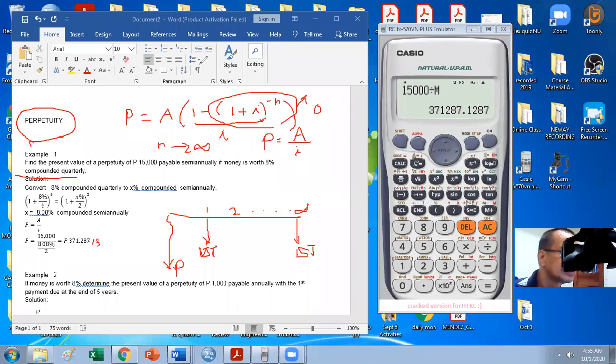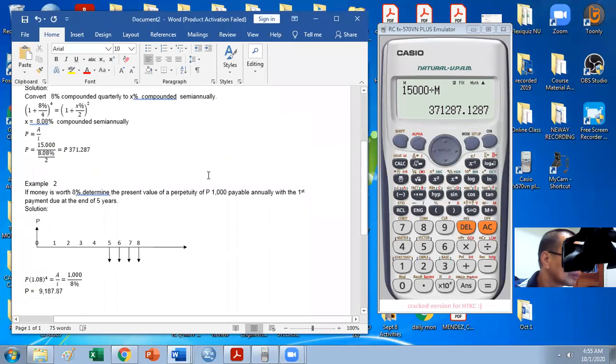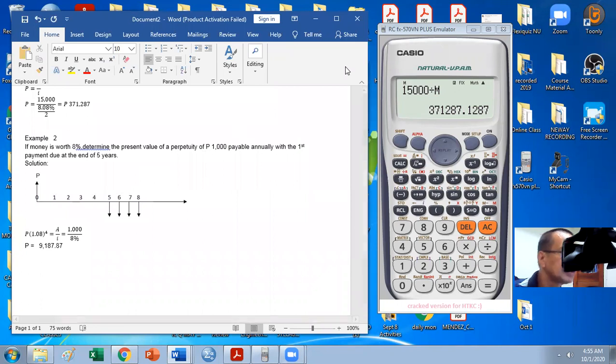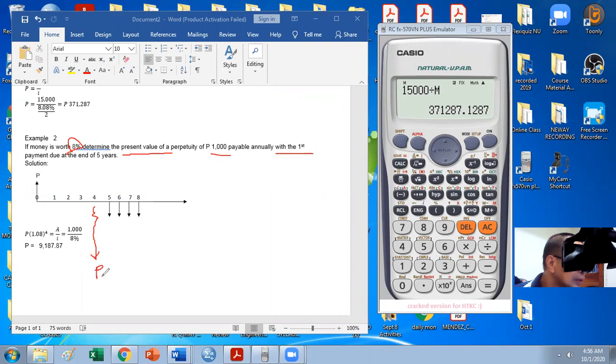Okay, let's clear this. Okay, here. If money is worth 8%, ito effective. Determine the present value of a perpetuity of 1,000 payable annually with the first payment due in 5 years. Ang tawag dito deferred perpetuity kasi hindi siya nagsimula sa zero. So ang gagawin mo muna, dito mo kukunin yung perpetuity. Okay, let's call that P1 and then ilipat mo sa zero.